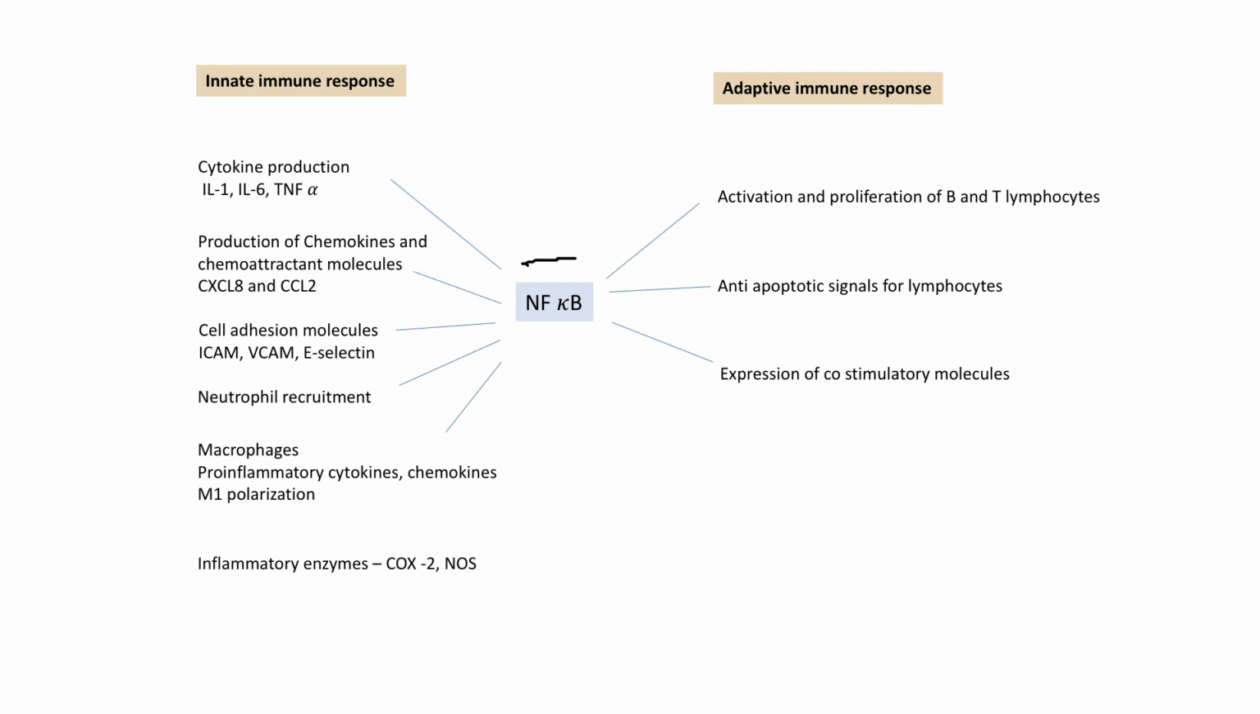NF-kappa B is activated by signals from cell surface receptors like toll-like receptors. And NF-kappa B is one of the main regulators of the inflammatory response. Activation of NF-kappa B increases production of cytokines, chemokines, cell adhesion molecules, and inflammatory enzymes like cyclooxygenase. So inhibition of this transcription factor can have significant anti-inflammatory effects. And one of the main mechanisms by which glucocorticoids exert their anti-inflammatory effect is by inhibition of this transcription factor.